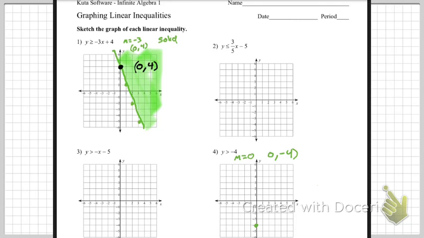Okay. So my slope is 0. My y-intercept is -4. This is going to be a dotted line because my symbol here is only greater than, not equal to, or dashed line, whichever way you like to call it. So I'm going to make a horizontal dashed line going through my y-intercept. Now, based on the inequality symbol, y is greater than. The greater than symbol means I will shade above the line, the direction of the arrow going up.